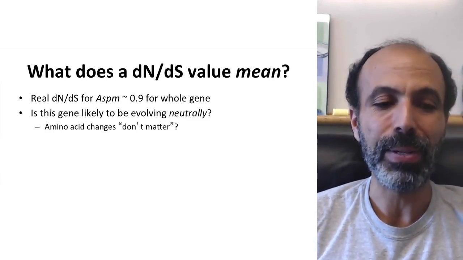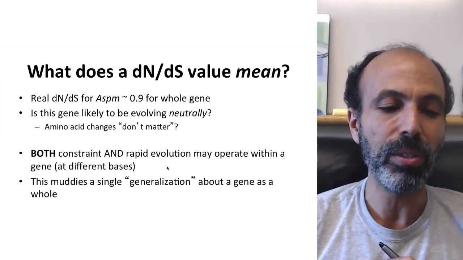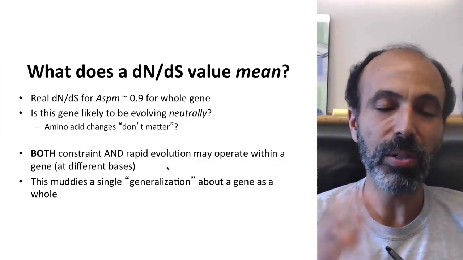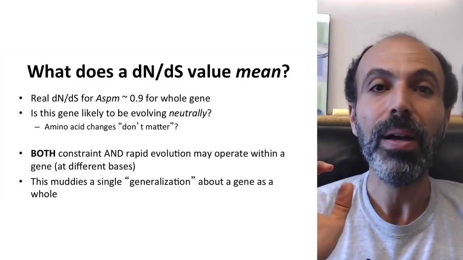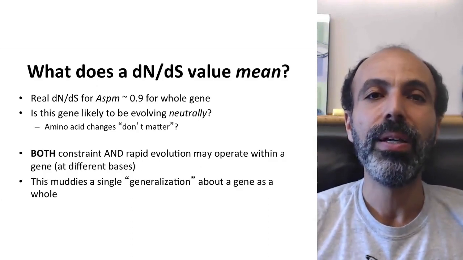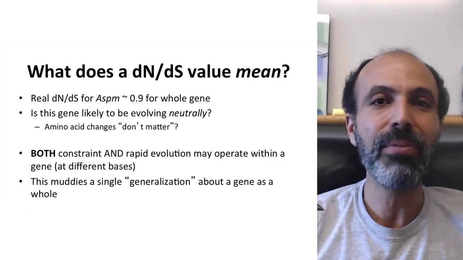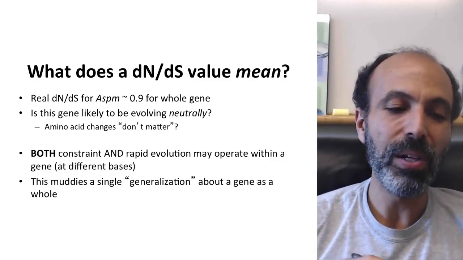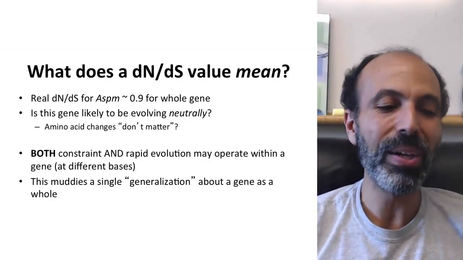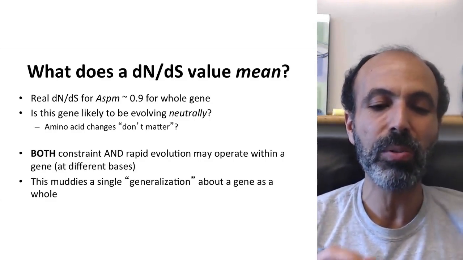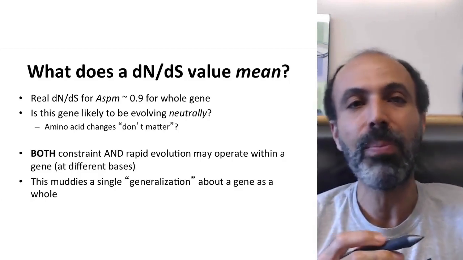What's probably happening instead is we're having a combination of both constraint and rapid evolution within the same gene. There are some nucleotide changes there that are being rapidly selected out, but there are some that are actually beneficial and they're going through. When you have both of those together, your dN/dS value is taking this kind of average across the whole gene. So when you have constraint and rapid evolution together, it's kind of hard to tell what's going on, and this muddies how you can make a single generalization about a gene as a whole. And some people will actually break up the gene and look at sections of it independently.